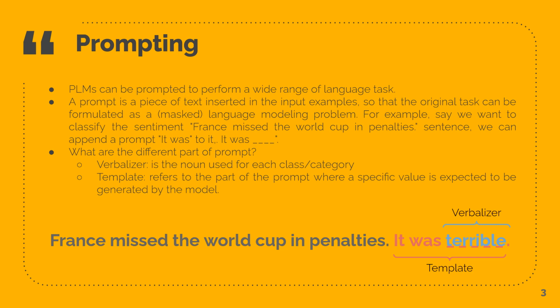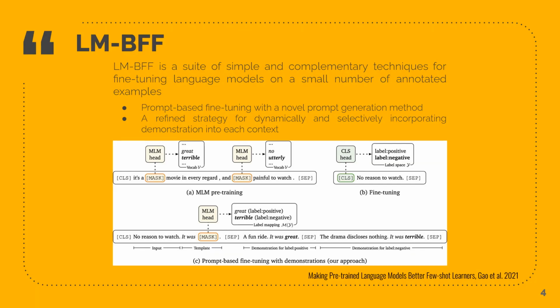Every prompt contains two parts: a verbalizer, which is the noun used for each class or category, which in our example is terrible or great, and a template, which refers to the part of a prompt where a specific value is expected to be generated by the model.